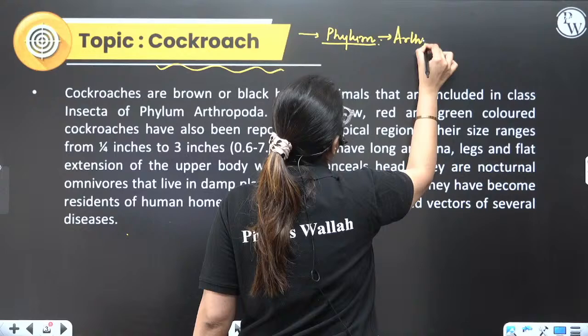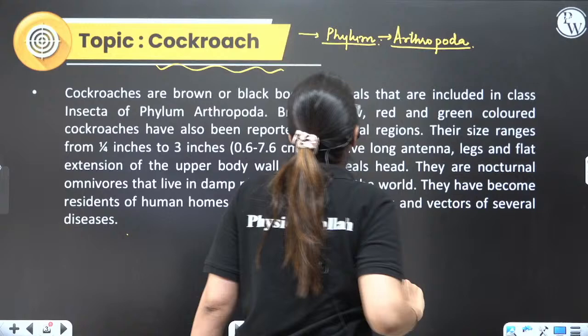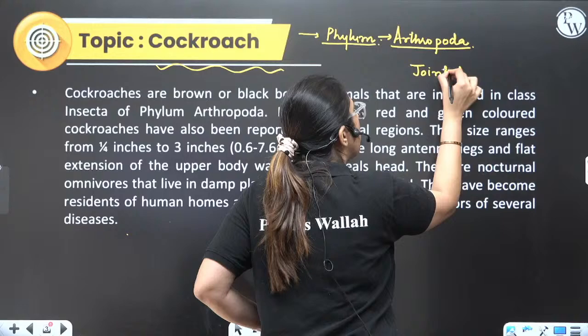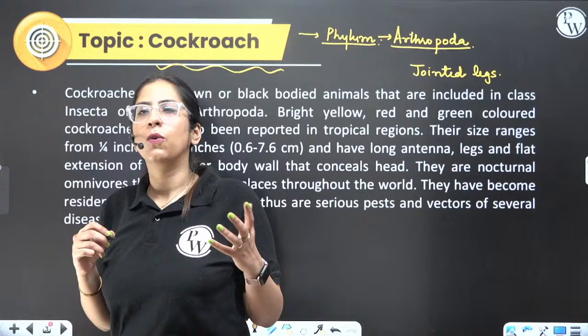It is Animalia, and it belongs to Arthropoda. Arthropoda means these organisms have jointed legs. Arthro means jointed, poda means legs. Now, how are we going to proceed further? First, we'll be talking about the morphology, and then we will proceed towards the anatomy.